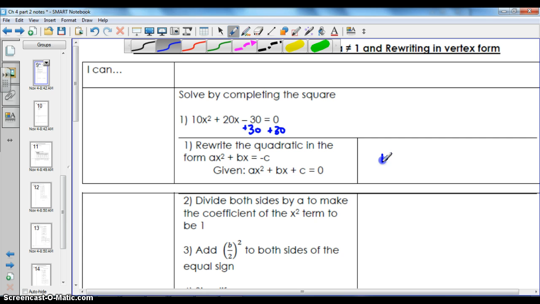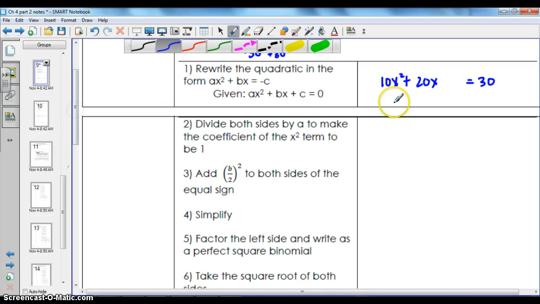So right now we have a 10x squared plus 20x. Leave a spot for the magical number. All right, next. So here's the new step. Since we have that a, we want to get rid of it. So what we do is we divide by a on both sides. When we divide both sides by a, we wind up with a 1x squared, which I'm just going to put in as x squared, plus 10x equals 3.